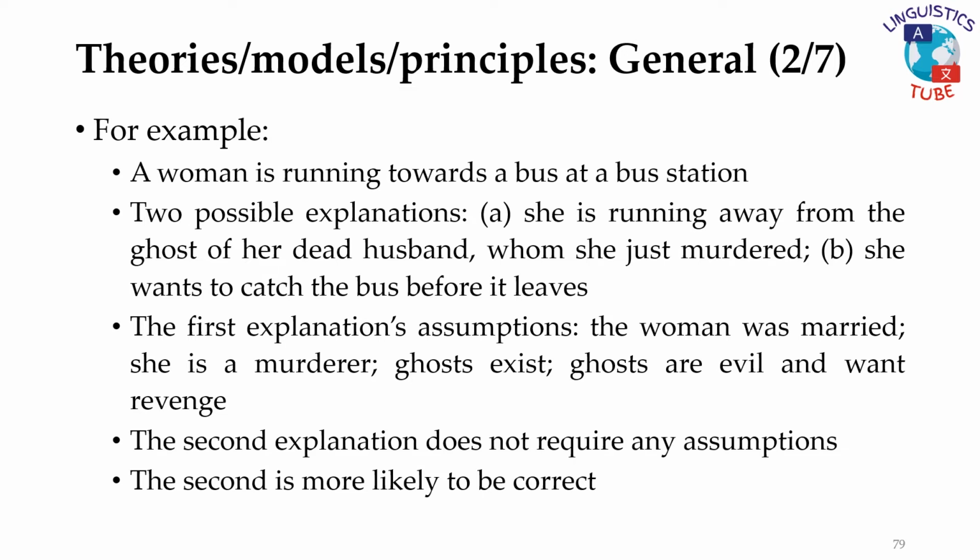Let's look at an example. If you see a woman running towards a bus at a bus station, you might create 2 explanations. Firstly, she is running away from the ghost of her dead husband, whom she just murdered. Secondly, she wants to catch the bus before it leaves.